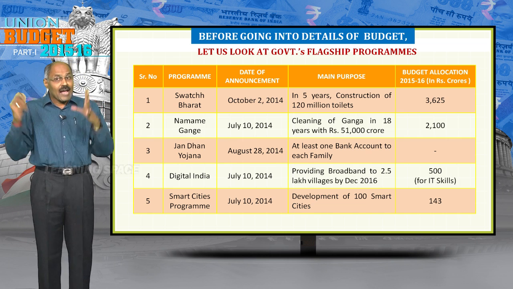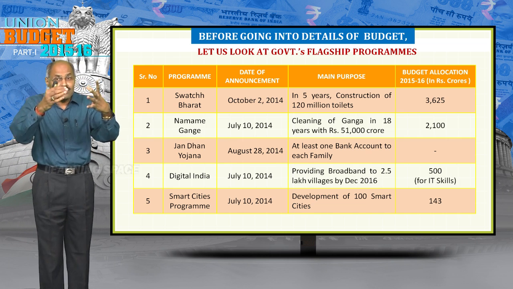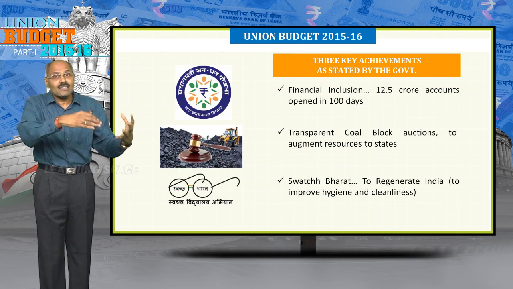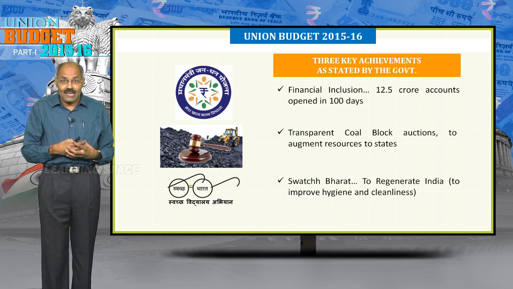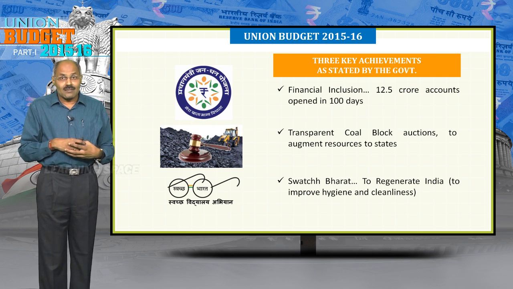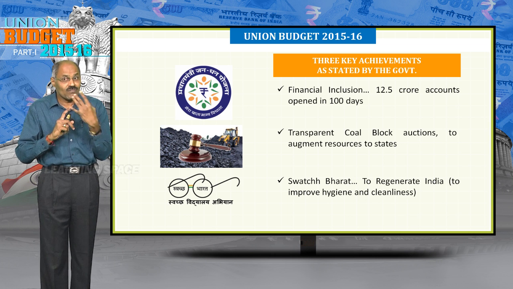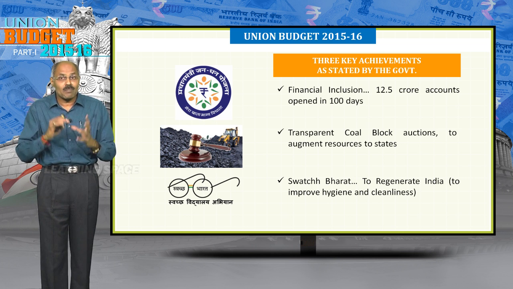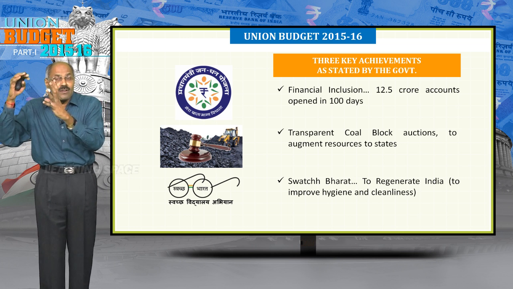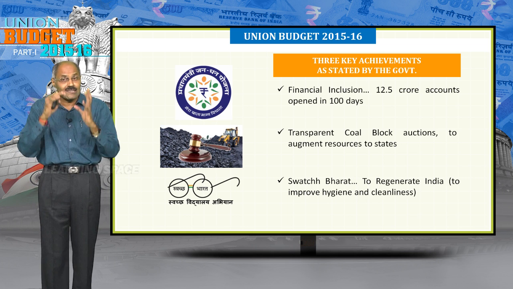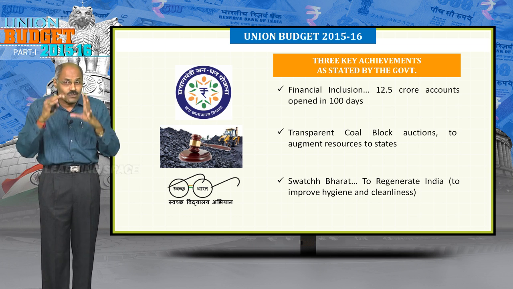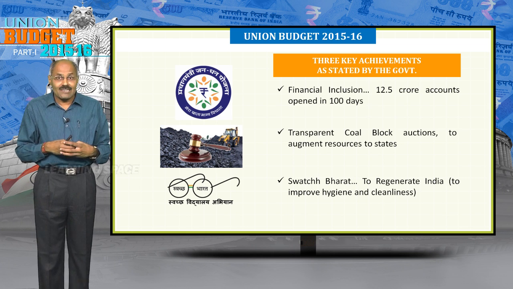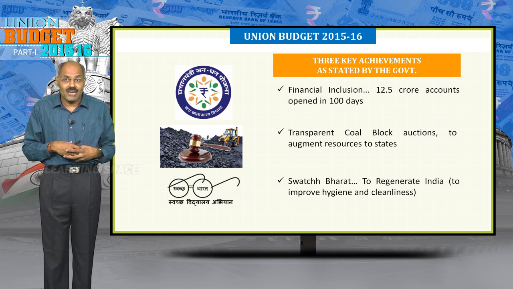And after that, as per the budget speech, I would like to enunciate the 3 key achievements as per the budget document presented by the Finance Minister Arun Jaitley. First and the foremost achievement as enunciated by the government is financial inclusion. 12.5 crore bank accounts were opened under Pradhan Mantri Jan Dhan Yojana within a span of 100 days, which has gone into Guinness Book of Records. Please don't forget, government clearly stated these 3 achievements as the main achievements in the budget speech.